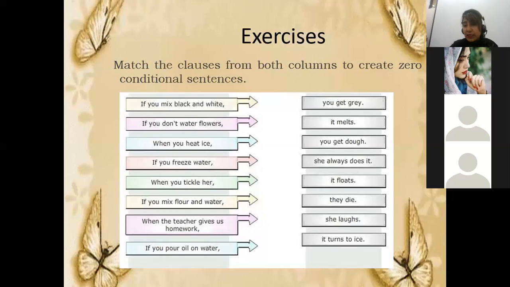When you tickle her, tickle. You know what is the meaning of the word tickle? What is the meaning of the word tickle? All right. If you tickle her, what is the right answer? She laughs. Tickle means, you know, sometimes you tickle children, like, जैसे गुदगुदी करना, something like that. Okay, so if you tickle her, she laughs.